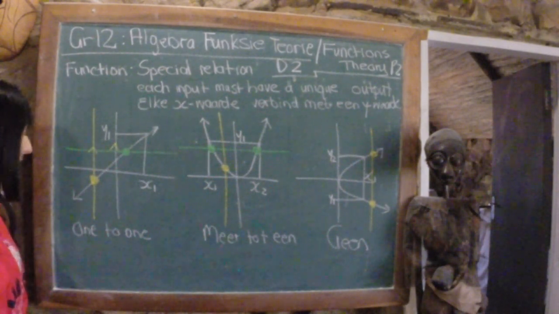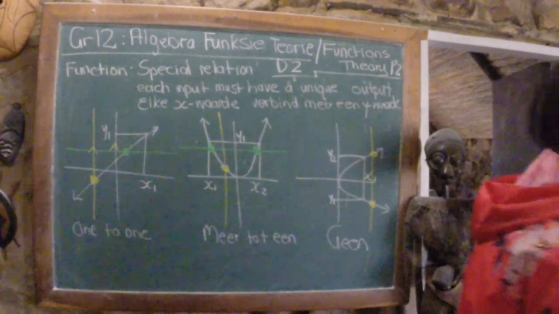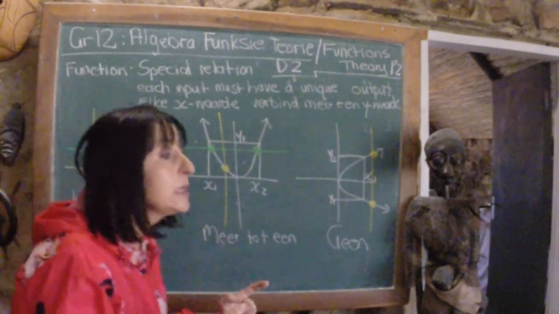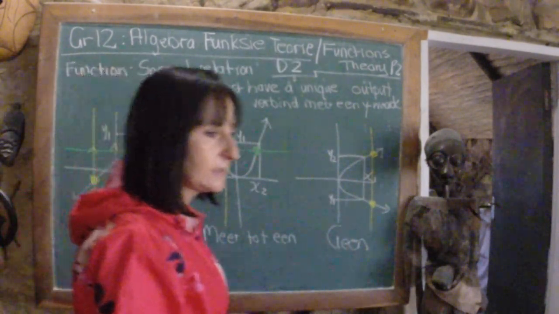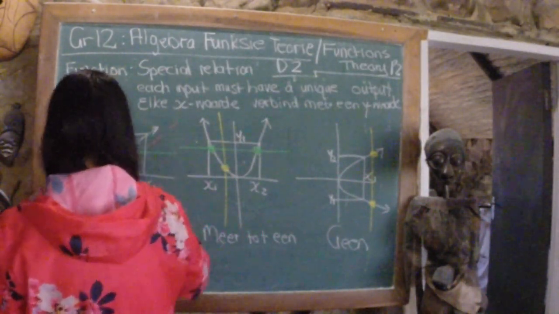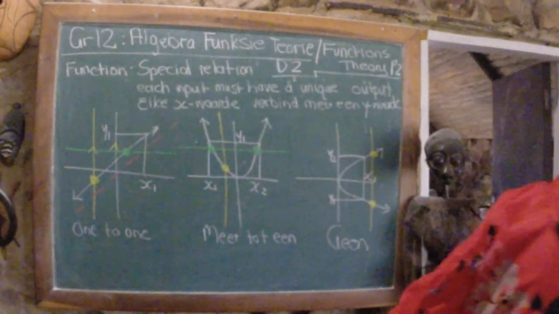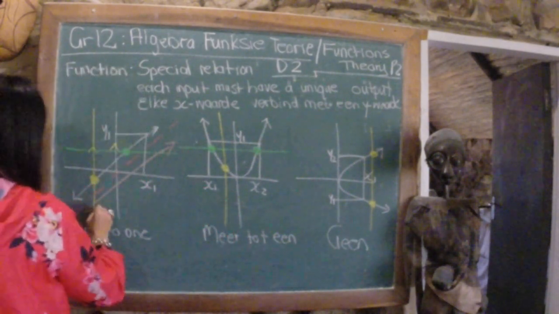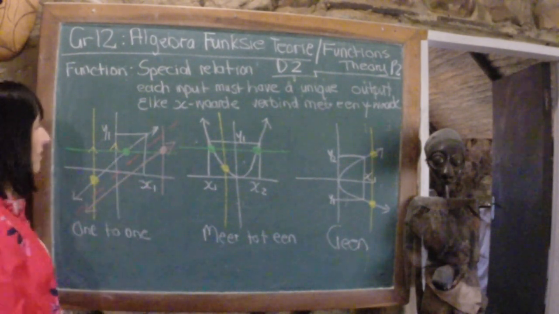So wanneer ons dan gaan kyk na ons inverse funksies, then we must remember that a function can give us an inverse function only if it's a one-to-one function. As ons hier ons y is gelyk aan x intrek en ons reflekteer hierdie lyn, we are reflecting it in the y equals x line, we will get this function. See, it's a reflection. En hierdie inverse funksie is dan ook 'n funksie.